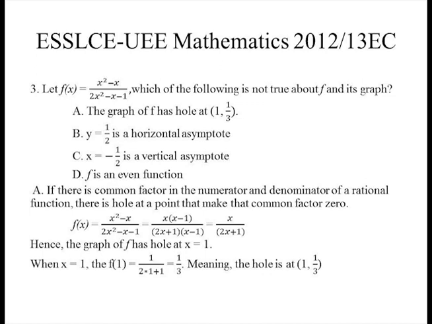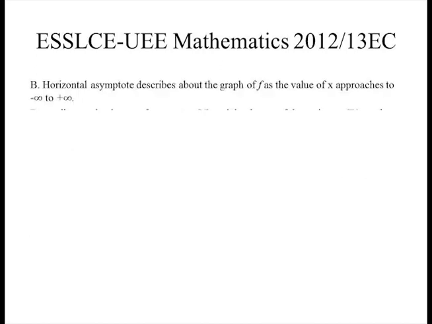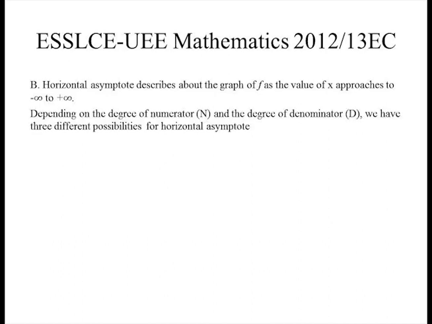Choice B, y is equal to 1 over 2 is a horizontal asymptote. Horizontal asymptote describes the graph of f as the value of x approaches negative infinity to positive infinity. Depending on the degree of numerator n and the degree of denominator d, we have three different possibilities for horizontal asymptote. If the degree of numerator is less than the degree of denominator, then the horizontal asymptote is the x-axis, or y is equal to 0.